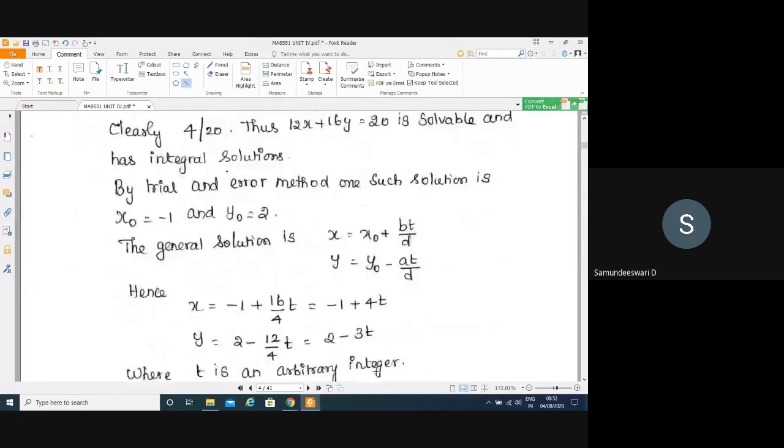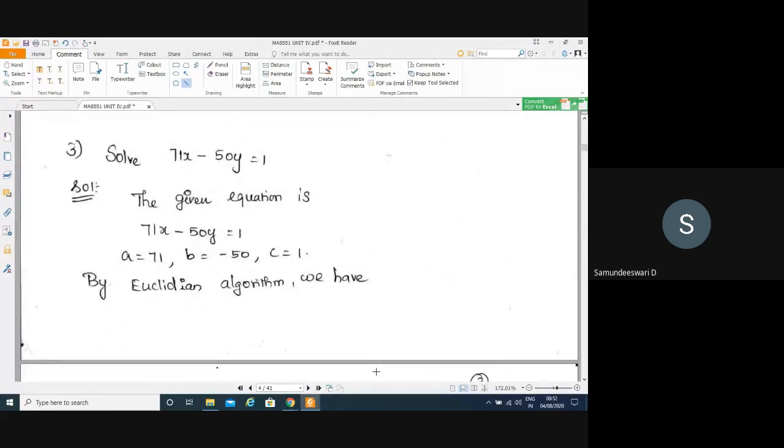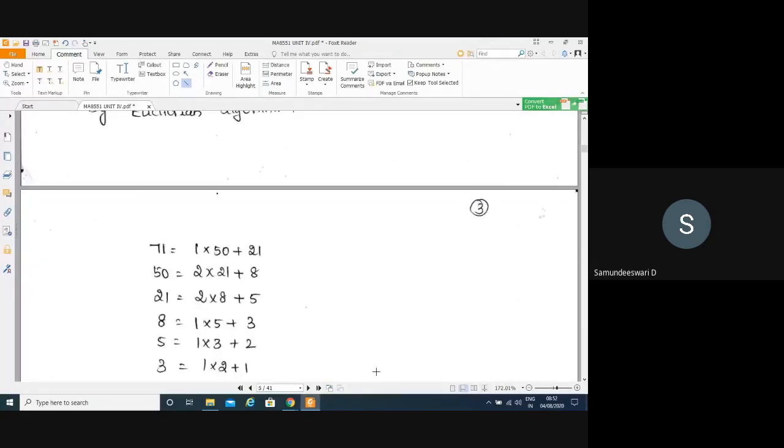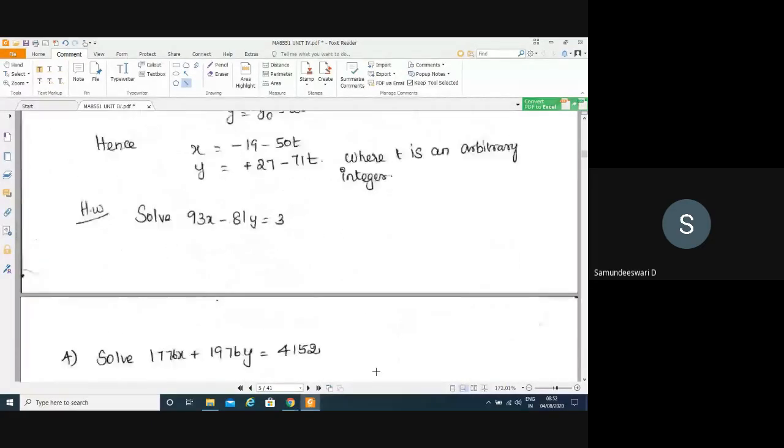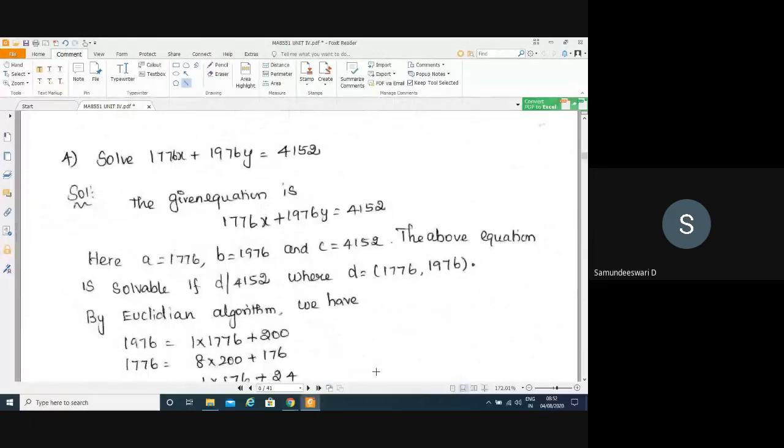Now we are going to solve the third one. Third or fourth one, I need the fourth one. Third one, again I will come back to it. Fourth one, listen. This is your linear Diophantine equation. The coefficient of x is 1776. That is your a. So first write down your a value, 1776. Next write down your b value. It is the coefficient of y. So the coefficient of y is 1976.